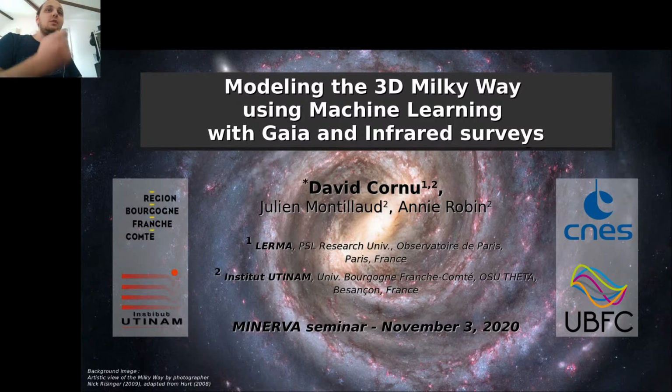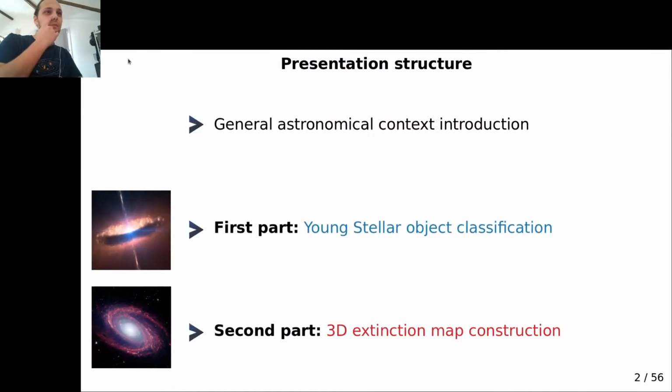So I will talk about modeling the 3D Milky Way using machine learning methods with Gaia and infrared surveys. This presentation will be split into 3 parts. First, a quick general astronomical context introduction, and then 2 parts about 2 different scales. The first one about young stellar objects classification, and a second part about 3D extinction map reconstruction for the Milky Way.